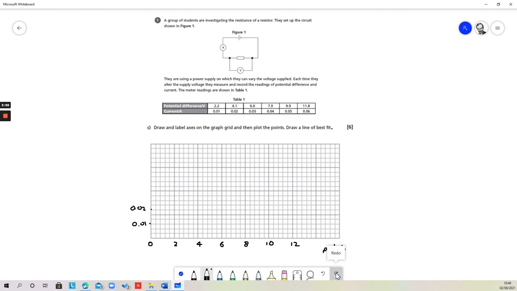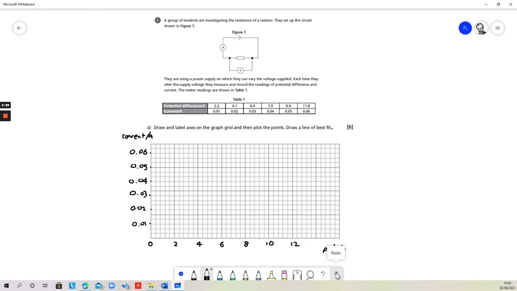So at that point there, I'm going to make that 0.01, count 3 little squares up, that's going to be 0.02, another 3 little squares is 0.03, another 3 little squares 0.04, 0.05 goes in there, and 0.06, which is the highest value that we need to deal with, goes in there. And again, we need to put a label on this axis. This is current, so we'll write in the word current and then indicate what we're measuring that in, which is of course amps.